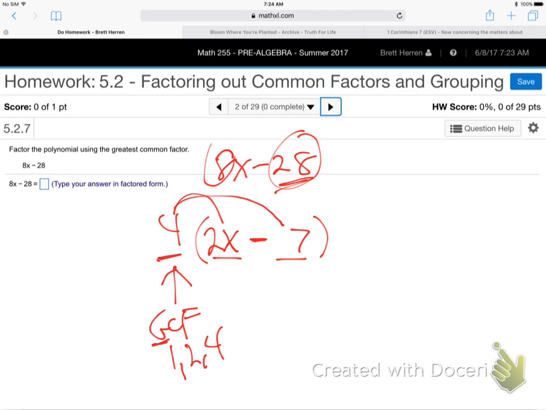Does that make sense then? So what do we do again? We put in the front the biggest thing that goes into 8 and 28, which is 4. And then put on the inside whatever works, huh? Whatever would multiply. 4 times 2x is 8x. 4 times 7 is 28. Like so. Questions? We good with that? We're factoring. We're unmultiplying.